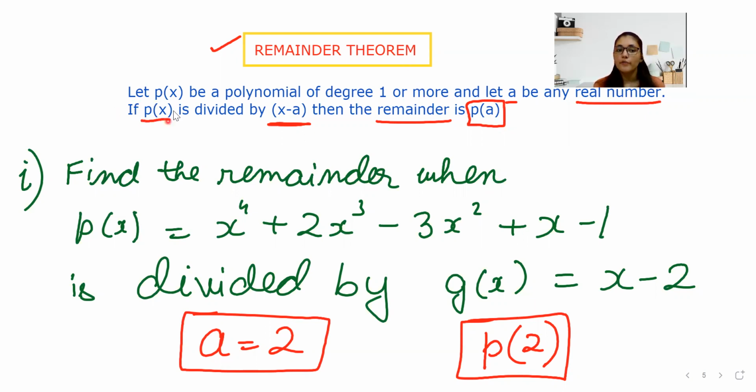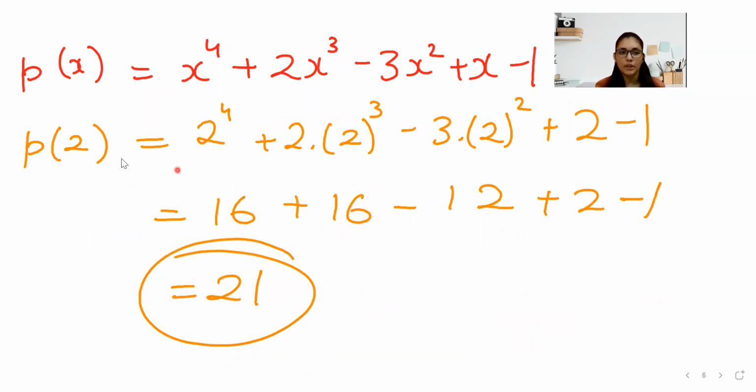Now if you are dividing this polynomial by x minus a, from here you will get the value of a. See, I have calculated the value of a from here. It is x minus 2, so 2 is a. So the remainder will be p(a). Now you can simply calculate the value of the same polynomial at x equals 2, and you will get the remainder.